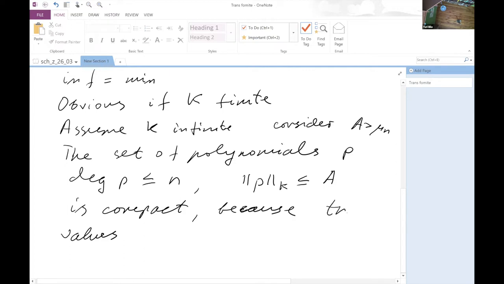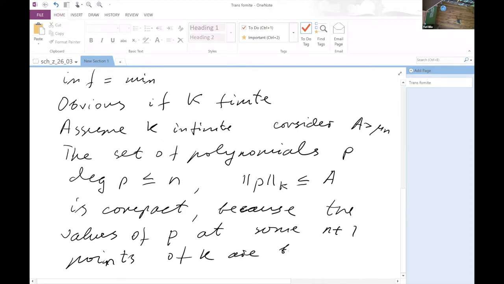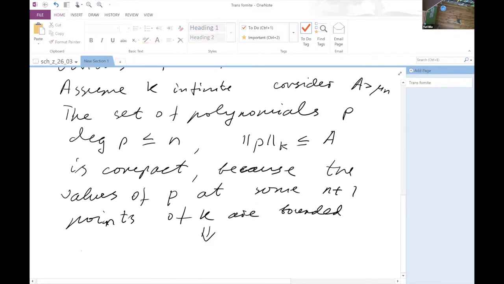Because the values of P at some n plus 1 points, we just pick some n plus 1 points, whatever, of K are bounded, and it follows that the coefficients are also bounded. Coefficients bounded, degree bounded, so we have a compact set.